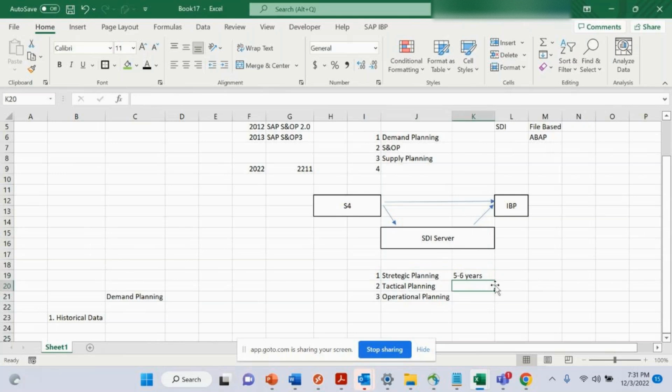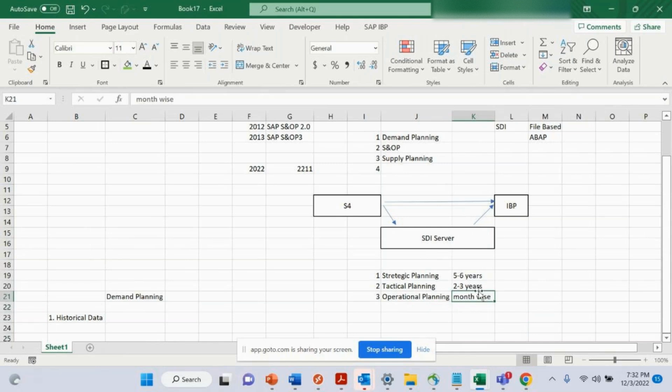Now comes the tactical planning. It is for 2 to 3 years, not more than that. It is more precise than strategic planning. It tells what my approach should be over the coming 2 to 3 years to achieve these 5 to 6 year goals. And now comes the third, which is called operational planning, which is month wise or day wise planning. Because production is happening month wise, it will not happen weekly, and a month cycle is there.